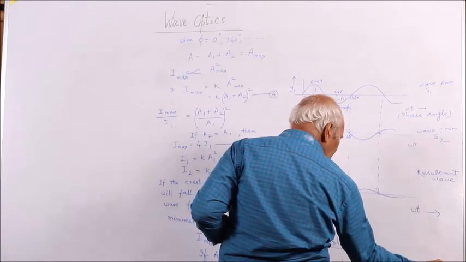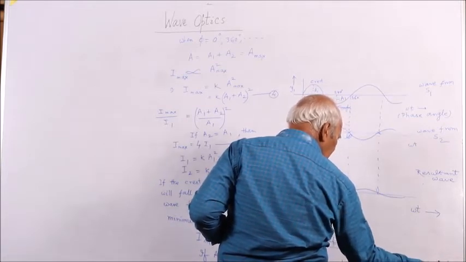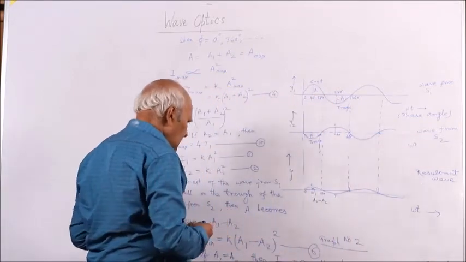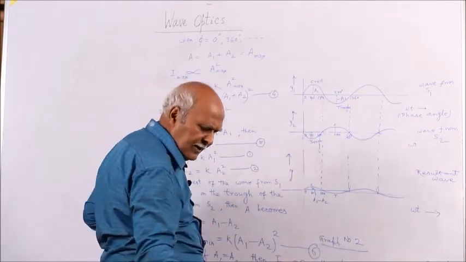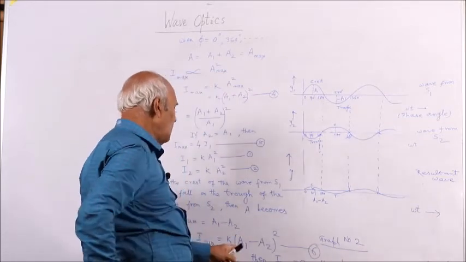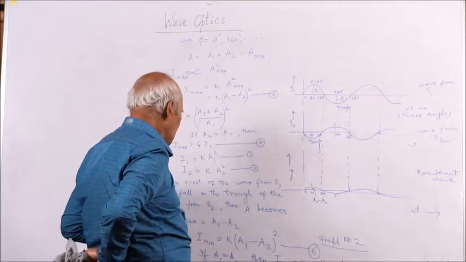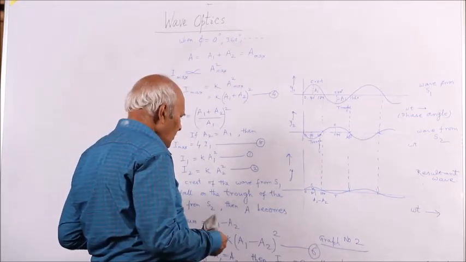If A1 is nearly equal to A2, then it is a slightly dark point, but with brightness a little bit there. But if A1 is equal to A2 exactly, then I minimum is equal to 0. Usually it is not exact.